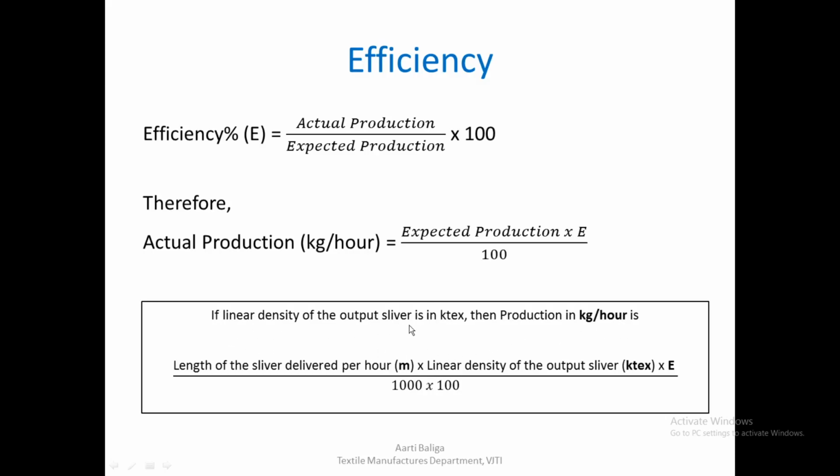If the linear density of the output sliver, the first formula that we saw, is given in ktex, then in kgs per hour the formula would be: length of the sliver delivered per hour in meters into linear density of the output sliver in kilotex, multiplied by efficiency, divided by 1000 into 100, which would be your production calculated in kgs per hour.